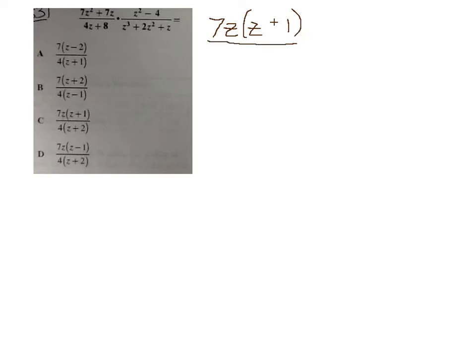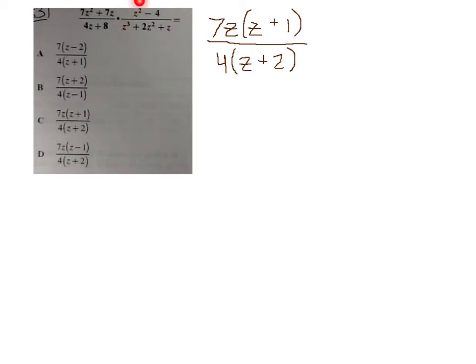Now I'm going to focus on the bottom. So looking at the bottom of this fraction down here, I'm looking for another GCF. The GCF appears to be 4, so I'm going to factor out a 4. When I divide each of these terms down here by 4, I get z plus 2. So we're done factoring the first fraction, the first rational expression.